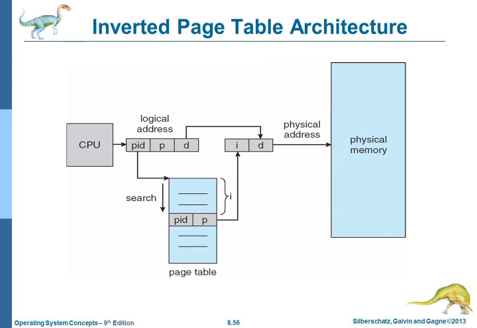To illustrate this method, we describe a simplified version of the inverted page table used in the IBM RT. IBM was the first major company to use the inverted page table, starting with the IBM System 38 and continuing through the RS/6000 and the current IBM Power CPUs. For the IBM RT, each virtual address in the system consists of a triple: process ID, page number, and offset.